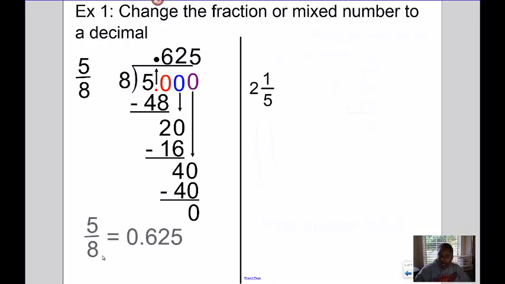So 5/8 is equal to 625 thousandths. And we call this a terminating decimal, which means that when I change the fraction to a decimal, there was a stopping point. It actually stopped. And you'll see in the next example the difference between a terminating and a repeating. But this is a terminating decimal. It did stop. So now let's change a mixed number to a decimal.